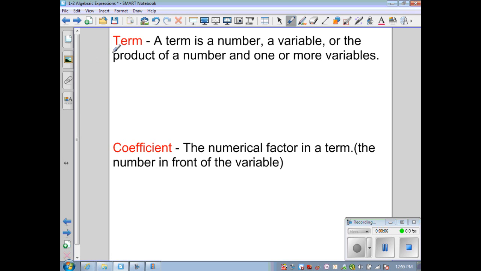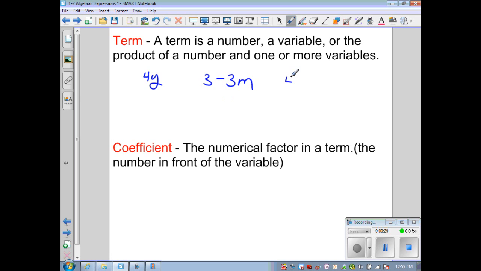In expressions, we have terms. A term is a number, a variable, or the product of a number and one or more variables. So an example would be 4y. That is one term. Also, we have expressions that could be 3 minus 3m. Here we have two terms. 3 is one, and the term 3m is the second term.